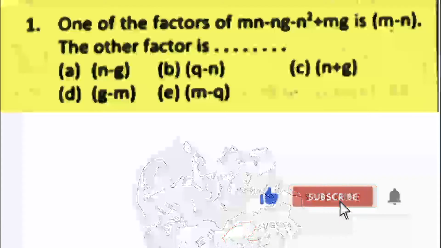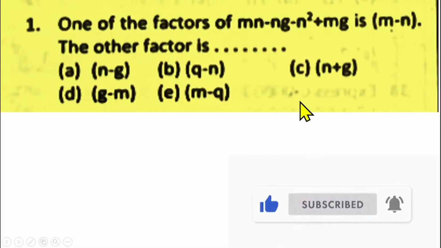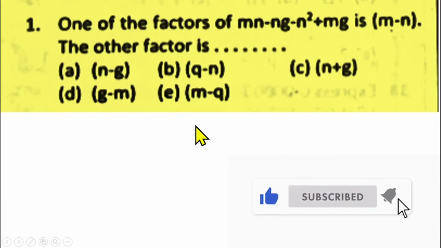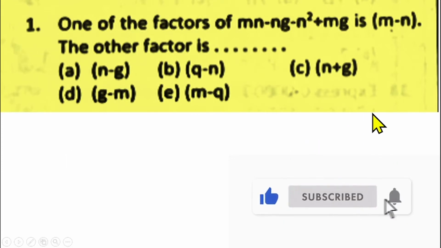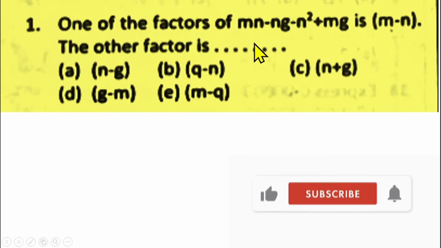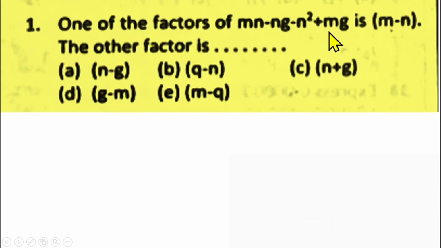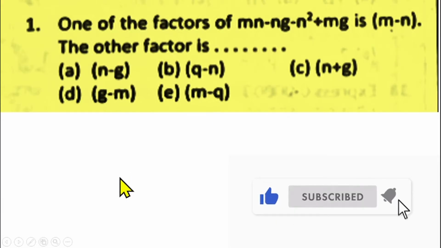Like I said, we're going to be solving both the theory and the objective questions for the SS1 general mathematics of second term examination 2024. So the first part we are going to be solving is the objective part, and the first question is what you are seeing on the screen right now. It says that one of the factors of mn minus ng minus n squared plus mg is m minus n. We have to find the other factor.